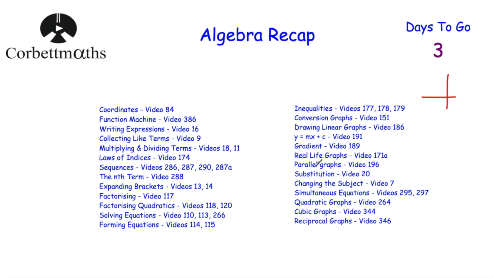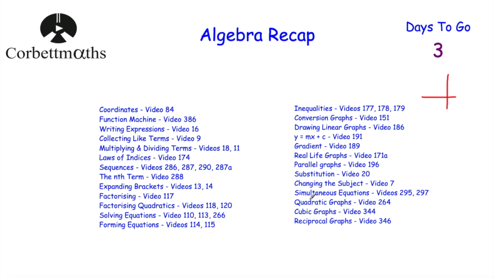Parallel lines, know that parallel lines have got the same gradient, so if you've got y equals 5x and y equals 5x plus 1, they'll be parallel lines. Substitution, know how to substitute values into expressions. Be particularly careful with negative values whenever you substitute them in. If you're subtracting a negative, you're going to be going back up and things like that. Changing the subject, so you approach that in a similar way to solving equations, but at least you don't have to work anything out, which is pretty cool.